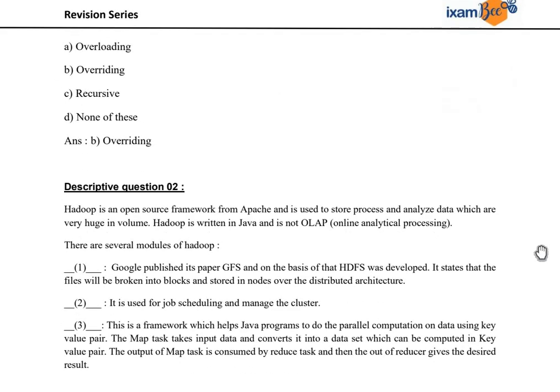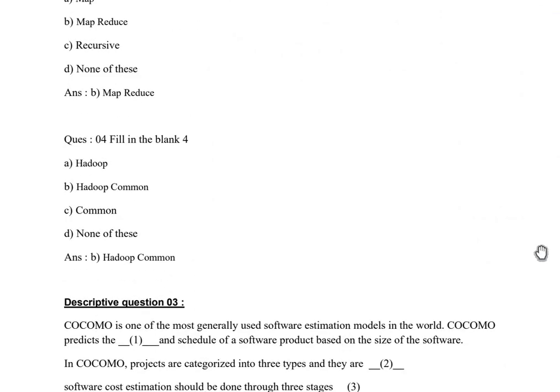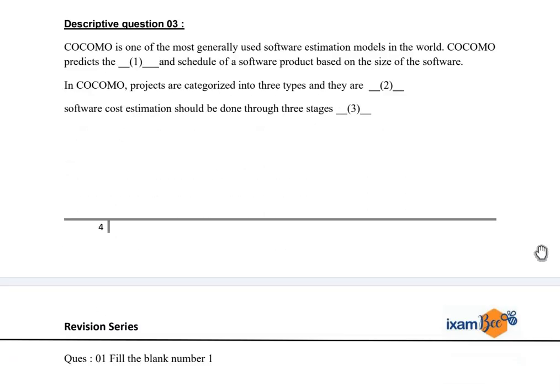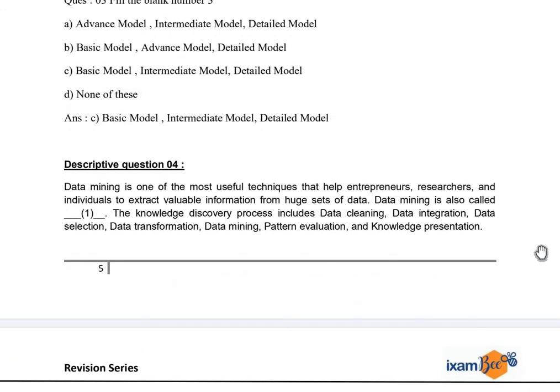Now the next question is based on the Hadoop technology, and after that you can see there are 4 questions and I have provided the answer for all those 4. Please do not look at the answer while attempting the question. Attempt it first, and then see the answer. Otherwise, there will be no logic to attempt the questions. Now, the third question is based on the COCOMO model from software engineering, and again, there will be some set of questions which you can answer.